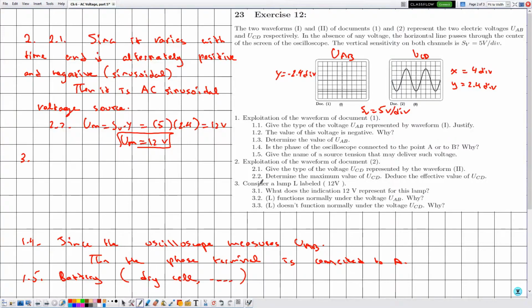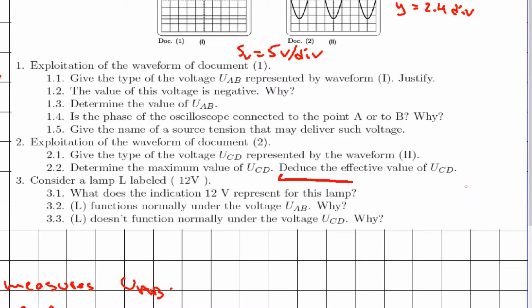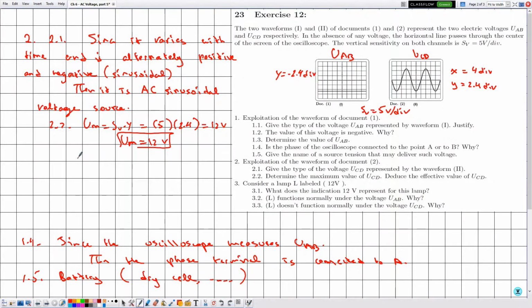Now in number 3 they are telling me, in the same part, to deduce the effective value of UCD. So U effective can be deduced from UM because it's given by UM divided by radical 2. Now in this case the value of UM is given by 12. Notice that previously they didn't give us a value of radical 2, so we keep it as it is. Now we plug this on the calculator, then U effective is given by 8.49 volts.